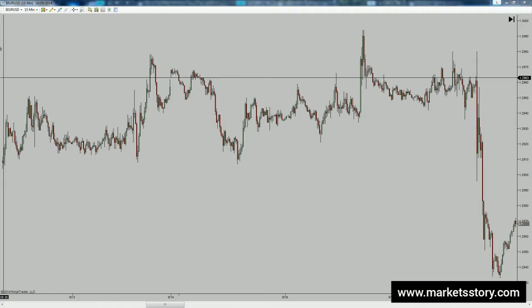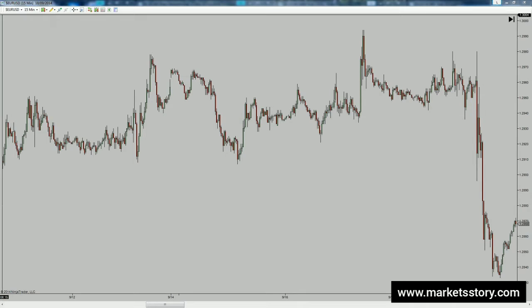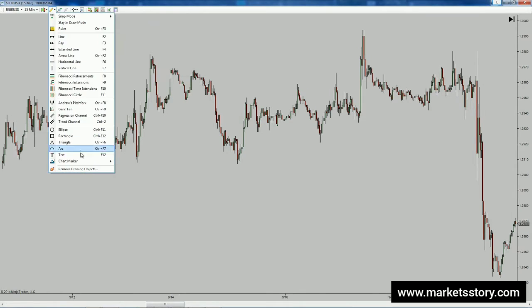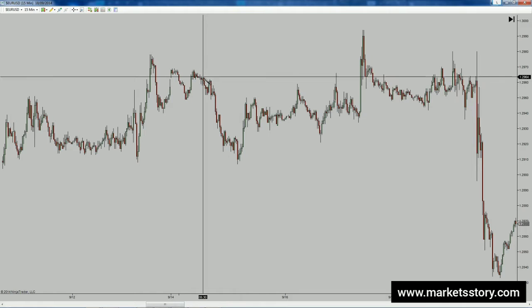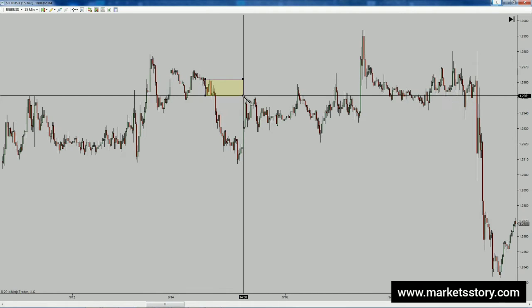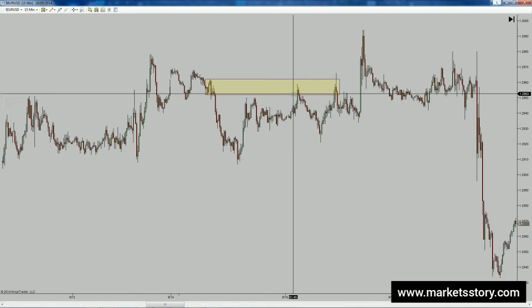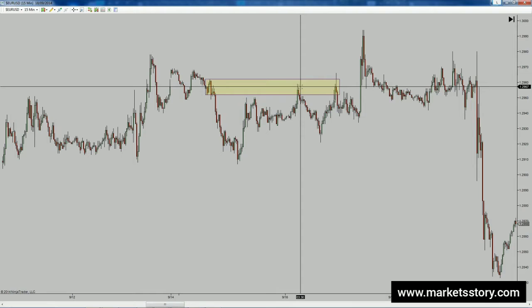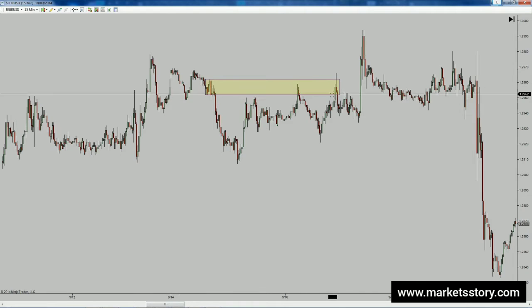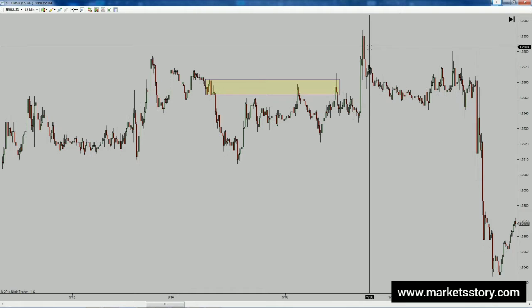There's another example here of a supply zone. Get the rectangle tool. So this was the supply zone and we can extend it all the way to here. The first test, it just missed it by a pip, same again. On the second test we went deeper into the supply zone, and on the third test we broke the supply zone, and then the next time we went right through.